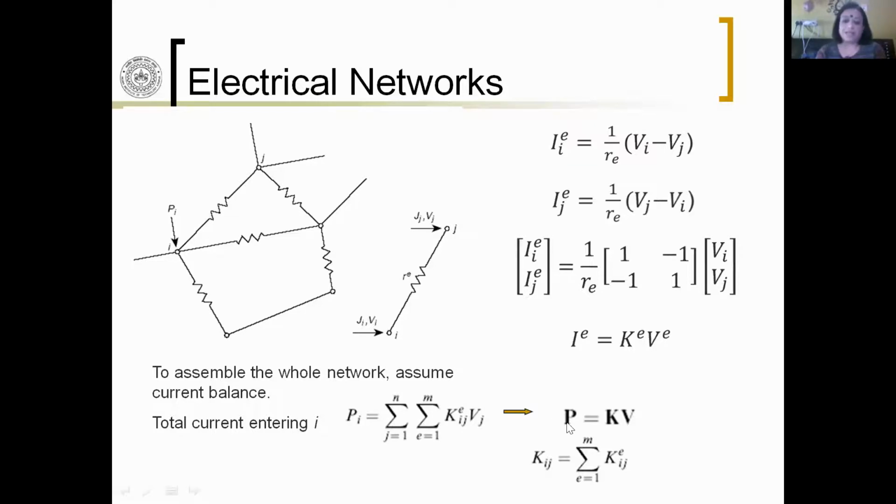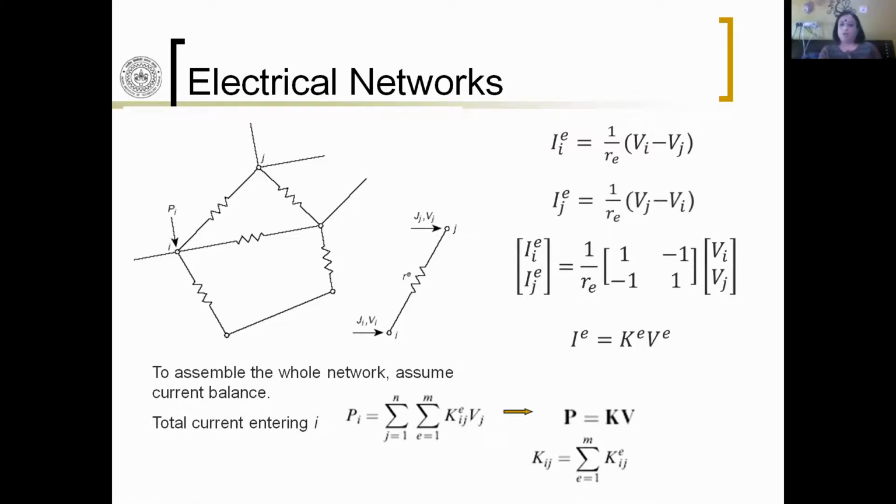So where was I? P. So when I have P, my P will be a matrix. P will be a vector of all the currents at all the nodes. So all the nodal currents will form a vector. That is your I vector, or P as I call it here. And P will be related to V, the voltage vector, which will also be the nodal voltages. So V1, V2, V3, V4, etc. And the relation between the current vector and the voltage vector will be given by this constant K, Kij being summation E equal to 1 to M Kij over all E.